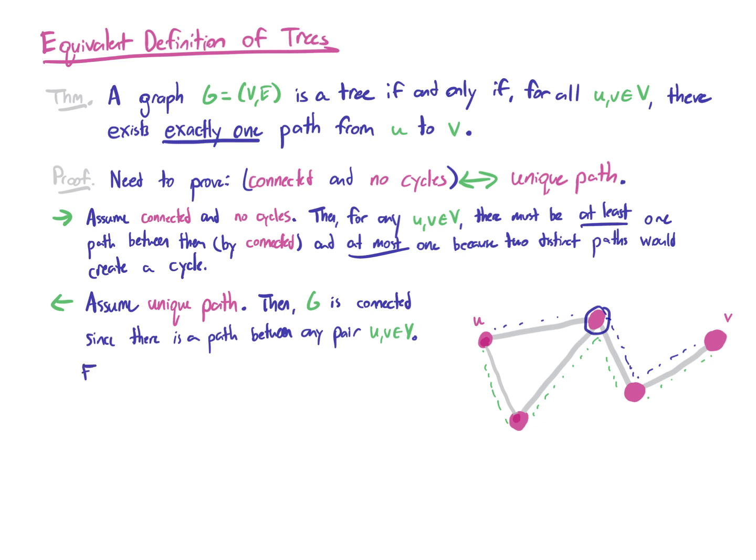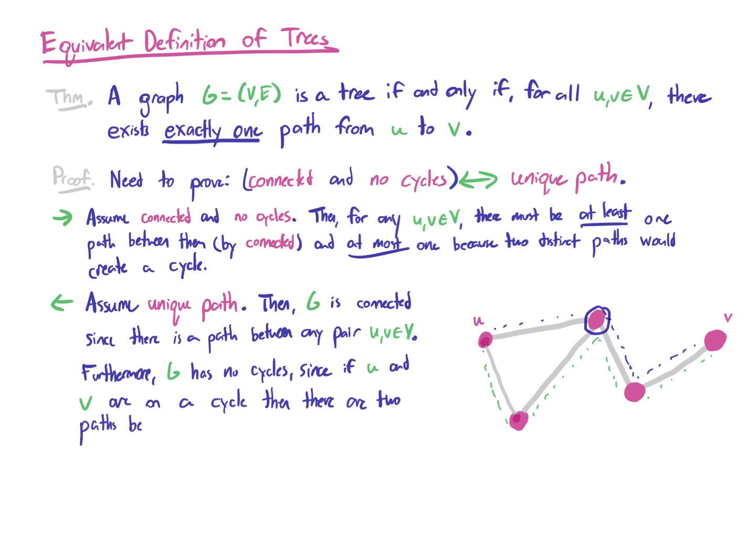Now let's do the second part. We also need to show no cycles. Furthermore, G has no cycles since if U and V are on a cycle, then there are two paths between them. So what does this mean?